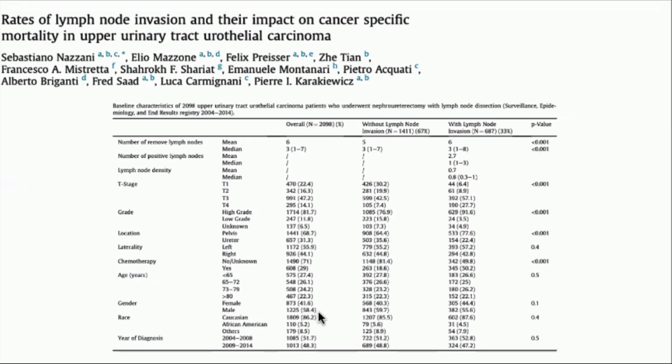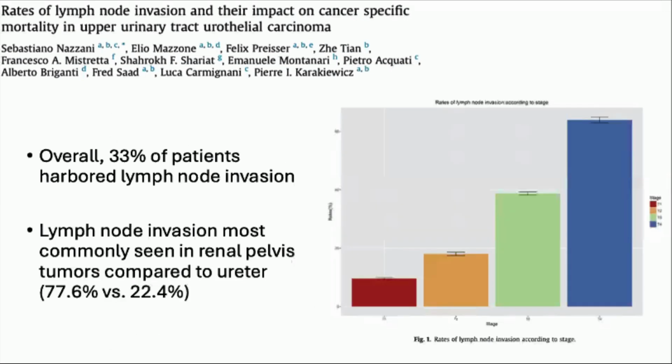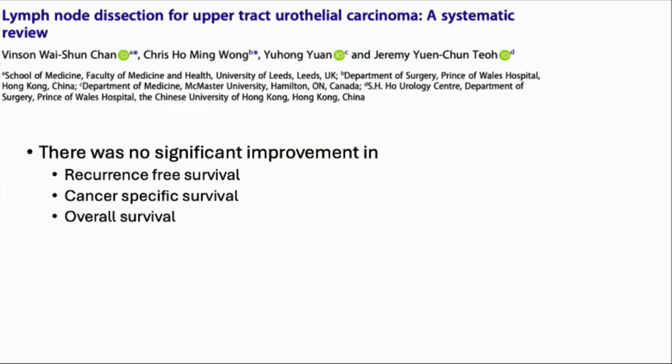And we see that, of course, as we would expect and want, most patients had high-grade disease, so over 80%, because nephroureterectomy should not routinely be done for low-grade disease. Overall, they found that 33% of patients did harbor lymph node invasion. As expected, the rates of lymph node invasion increase with clinical T stage. And they found that lymph node invasion was most commonly seen in renal pelvis tumors compared to ureter.